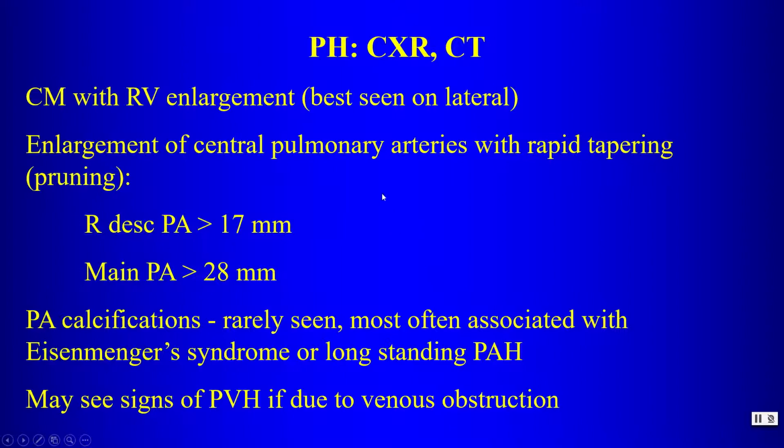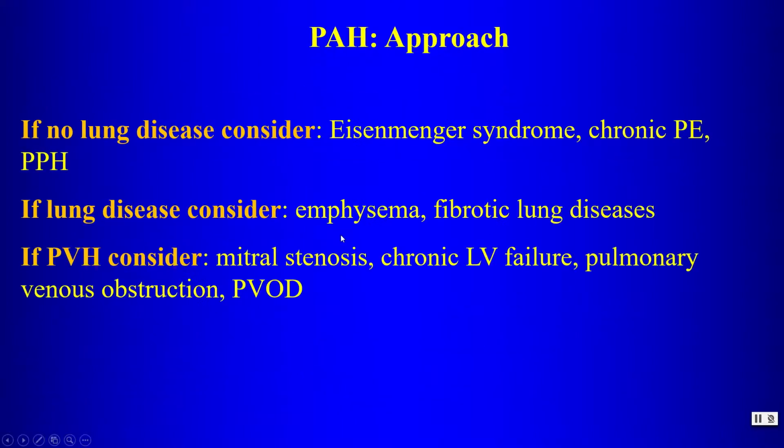Now, when we have pulmonary hypertension on chest radiograph, we will get right ventricular enlargement and enlargement of the central pulmonary arteries. In long-standing cases, you might get pulmonary artery calcification, especially with Eisenmenger Syndrome. If the cause of the pulmonary hypertension is pulmonary venous hypertension, then you may see evidence of pulmonary venous hypertension. So if we're evaluating the chest X-ray, and we have enlarged central pulmonary arteries, and we're thinking of pulmonary artery hypertension, if there is no lung disease, consider Eisenmenger Syndrome, chronic PE, and idiopathic or primary pulmonary hypertension.